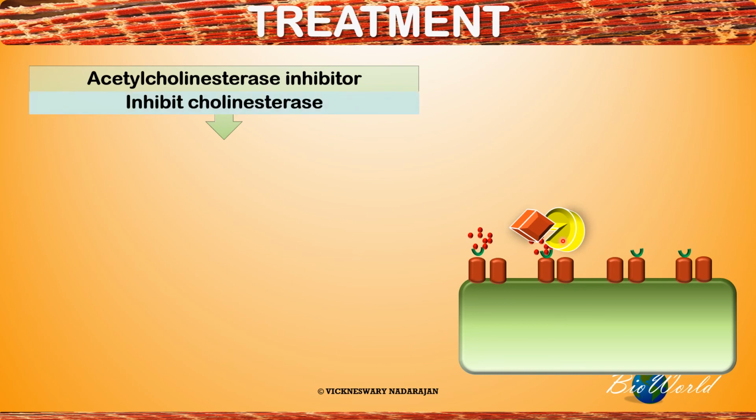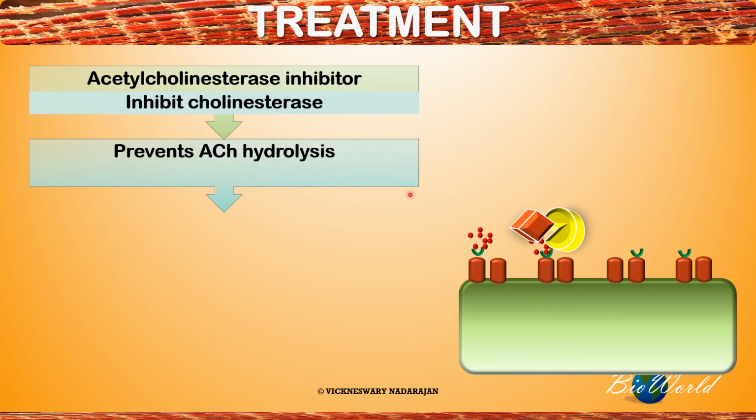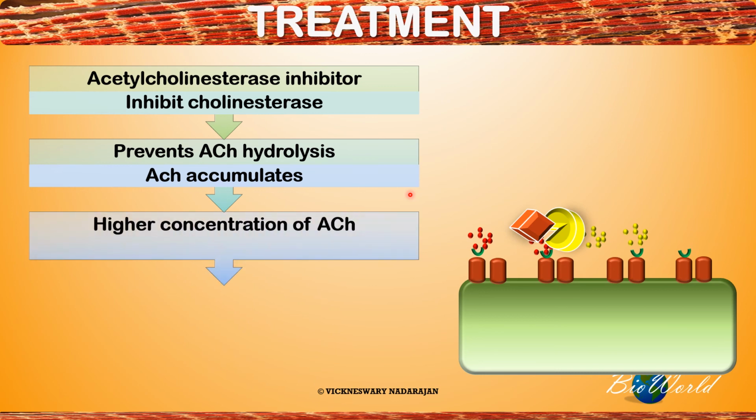The inhibitor will be able to inhibit the enzyme choline esterase so that it is unable to hydrolyze acetylcholine anymore. So acetylcholine now can start to accumulate. The accumulation of the acetylcholine will cause the acetylcholine to have a higher concentration, and that would be sufficient to overcome the effect of curare.